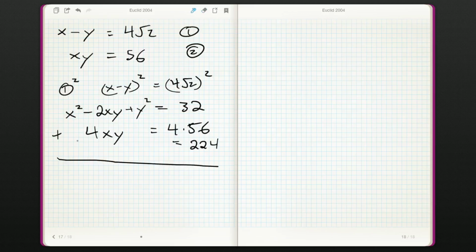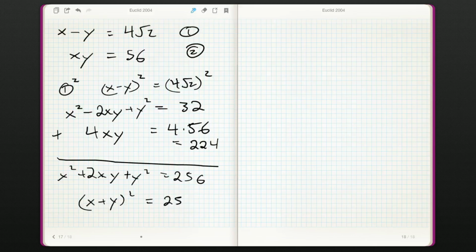So, now if I add on 4 of these, the x squared stays where it is, the y squared stays where it is. But negative 2 plus 4 is positive 2. And now 32 plus 224, that's going to be a 6, a 5, a 2. Hey, I recognize this number. It's 16 squared. So the two possible values, x plus y, could be plus or minus the square root of 256. That's plus or minus 16.